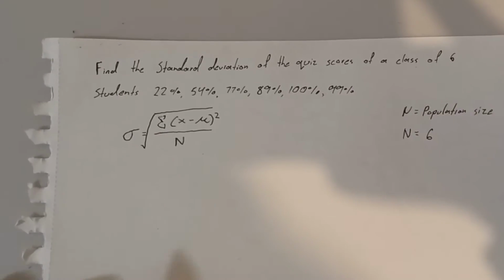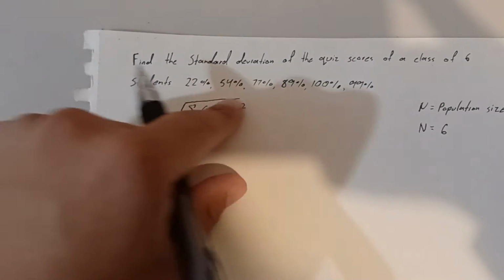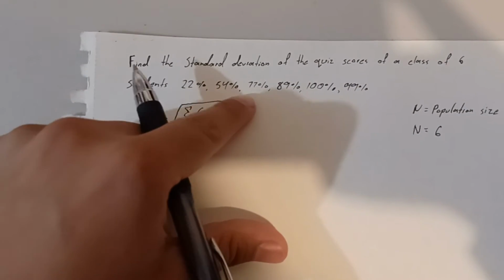What is our population size? It says a class of 6 students, so our population size is 6. So n is equal to 6 because we have 6 students in the class. What is going to be your x value? Your x value is going to be all of these: 22%, 54%, 77%, all the way to 100%, 99%. That's going to go inside your x value, and I'll show you how to do that in a minute.